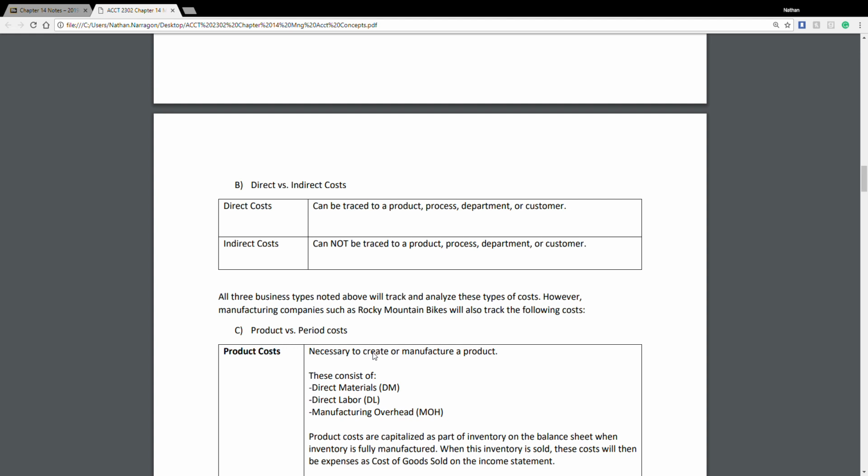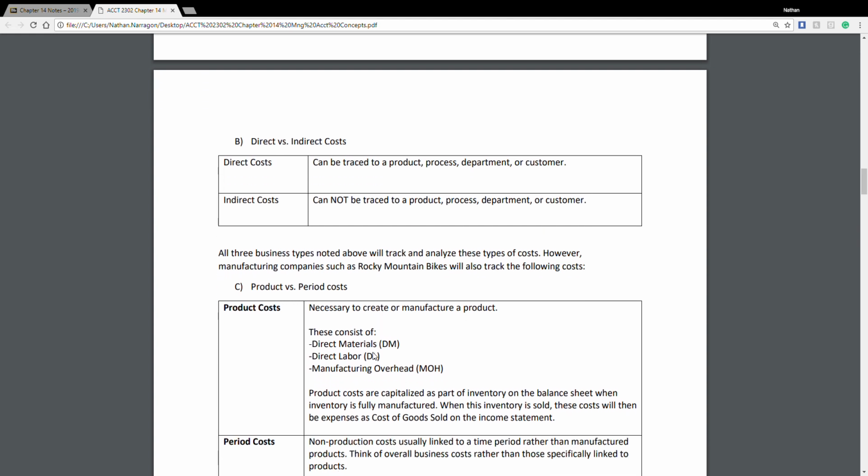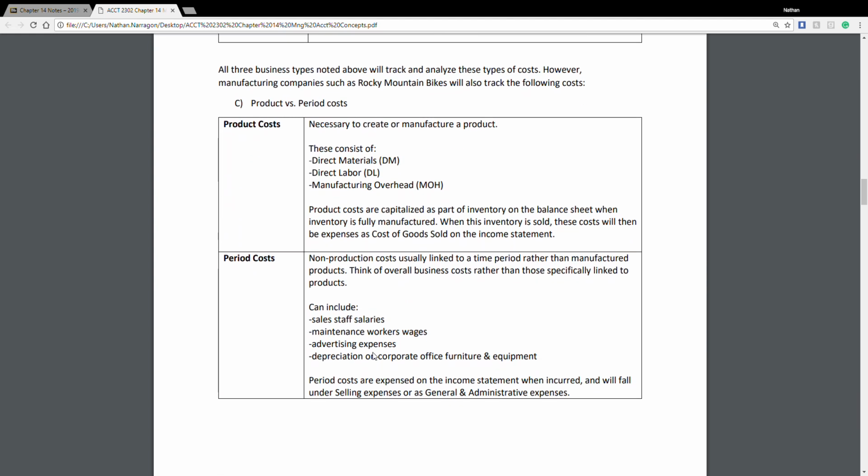All three business types also have to track and analyze these types of costs. However, Rocky Mountain Bikes will also track these kinds of costs, and these are a little bit more difficult. I will tell you that. One is product cost. These are necessary to create or manufacture a product. So these consist of direct materials, direct labor, and manufacturing overhead.